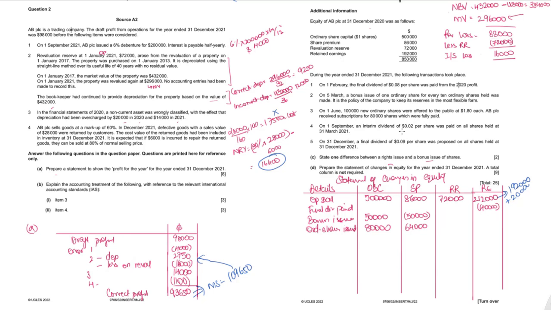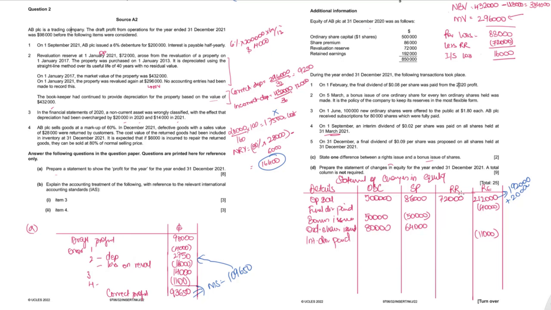On 1st September, interim dividend of $0.02 per share was paid on all shares held at 31st March. This is very important because on 31st March, the new shares were not issued. So you're not going to pay interim dividend to the shareholders of these new shares. So interim dividend only on 550,000 shares, which is the original 500,000 shares plus bonus shares 50,000. So 550,000 into 0.02, 11,000 will be paid from the retained earnings.